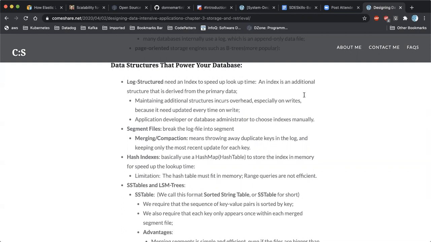I think he discussed that a bit more in B-trees, so when we get there, we can discuss it again. Okay, we're still in hash indexes. He talked about some limitations of using hash table indexes, which is that the hash table index must fit in memory.